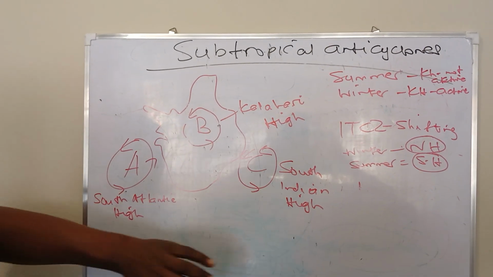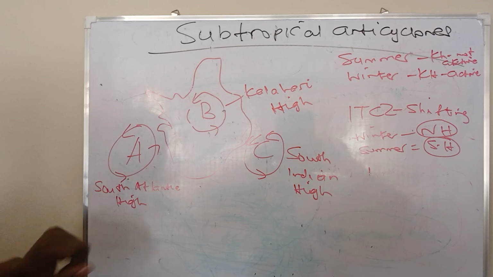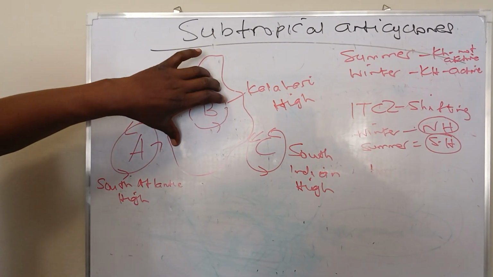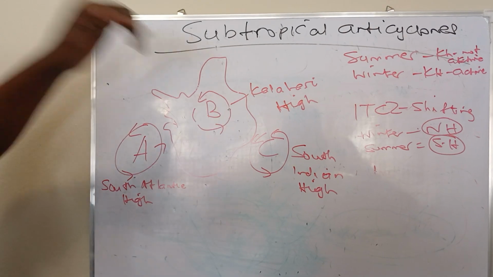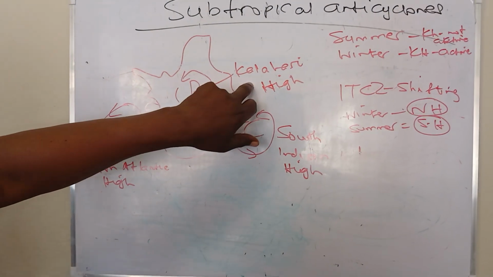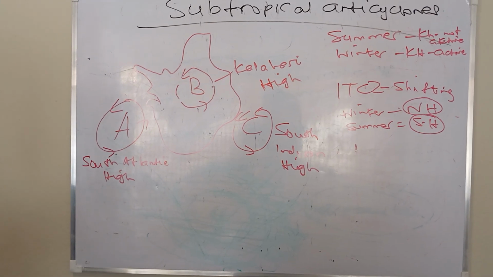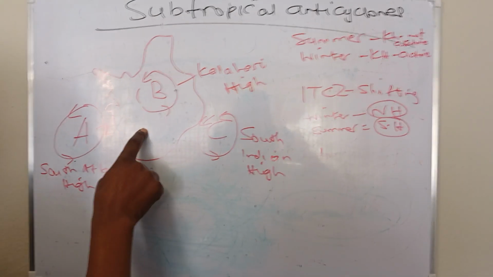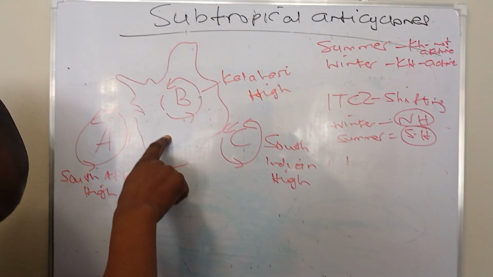These different air masses are coming from the Atlantic Ocean, from the Indian Ocean, which is a warm ocean, and also from the Kalahari High, which is coming from the interior. So normally what also affects the weather is the position of the Kalahari. It actually shifts. Okay, so in winter you would see that the Kalahari is very active. I'm going to give a deep explanation on that one.